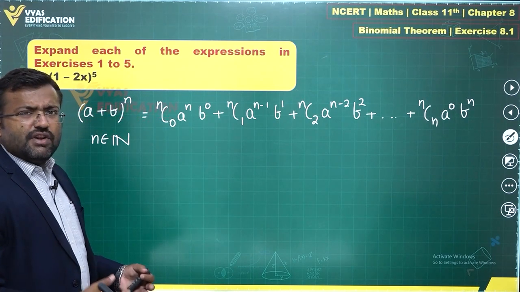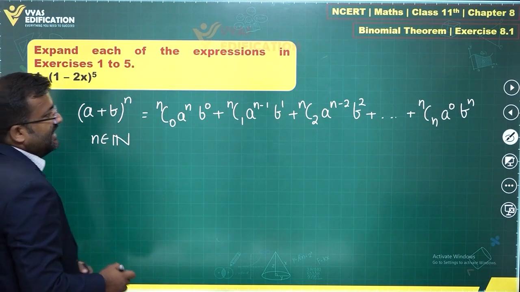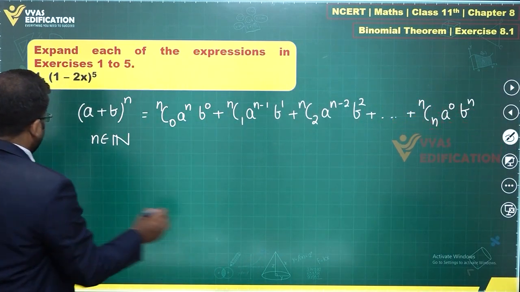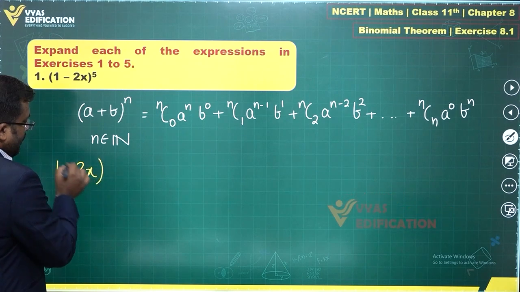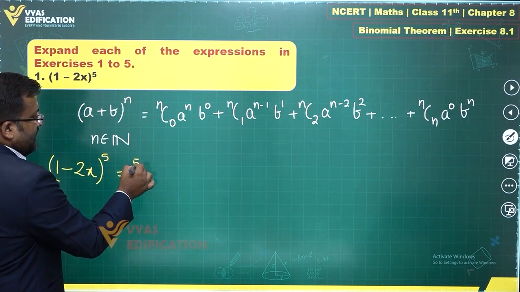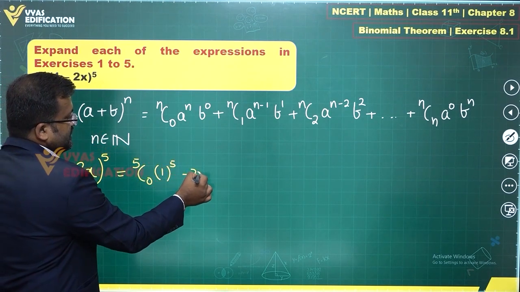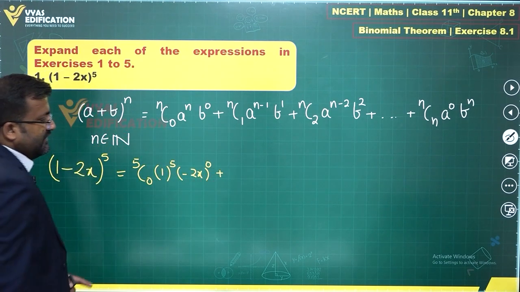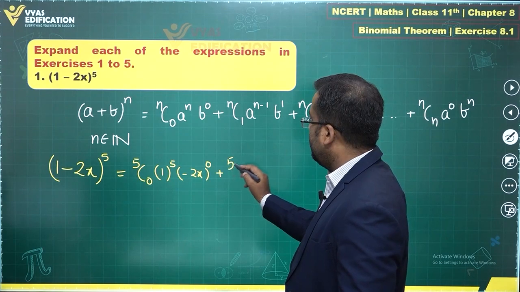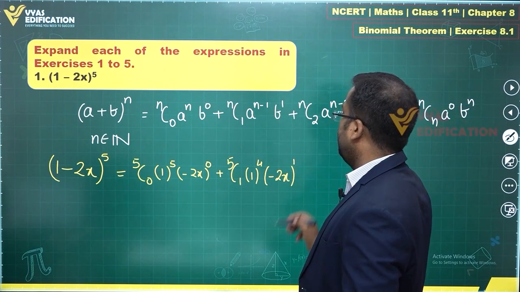Once you have written this carefully, what do we do? For (1 minus 2x) whole power 5, it is very simple to expand. Using this, it can be written as 5C0, the first term, 1 raised to power 5, minus 2x raised to power 0. This is the first term. The next term will be 5C1, 1 power 4, minus 2x power 1.